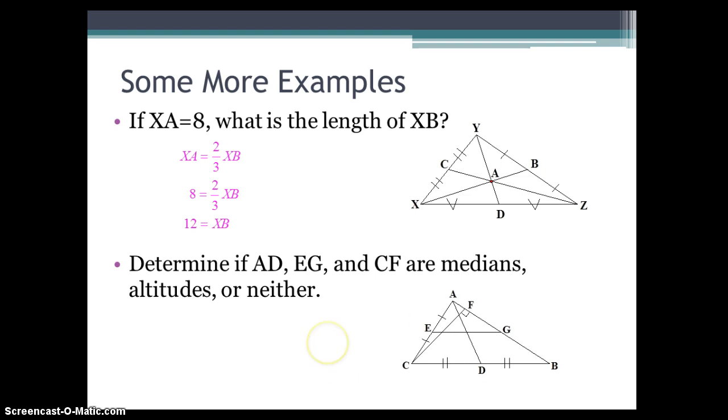Determine if AD, EG, and CF are medians, altitudes, or neither. Well, AD goes from the vertex to the midpoint. That would make it a median. EG is at the midpoint of one side of the triangle and somewhere on the other side of the triangle, which means it's not a median or an altitude. We can't even say it's a midsegment because we don't know that G is the midpoint. And last one, CF, goes from a vertex to the opposite side perpendicular. Well, that would make it an altitude. So AD is a median, EG is neither, and CF is the altitude.